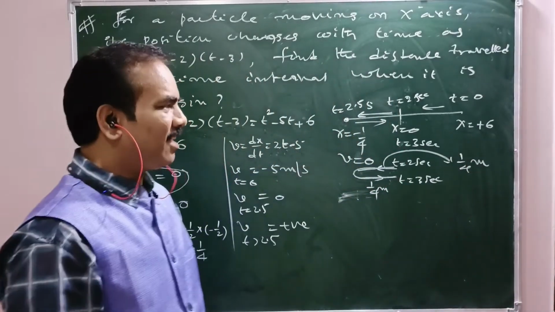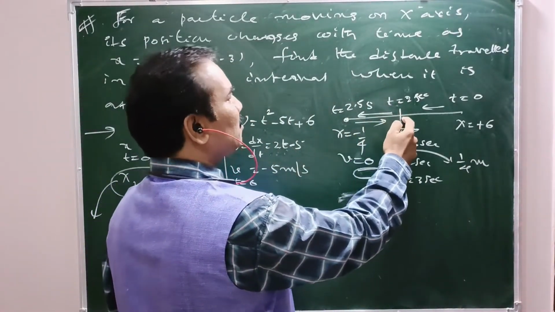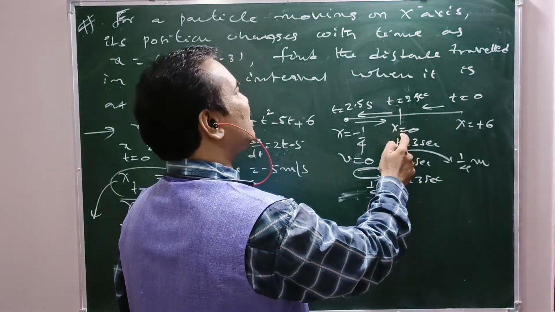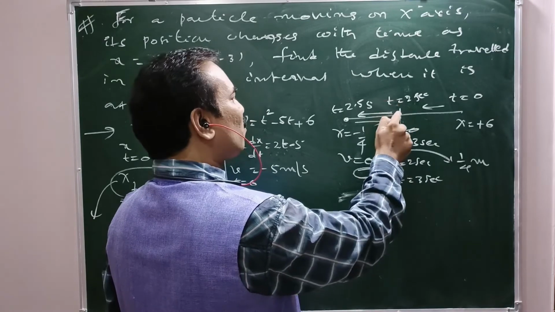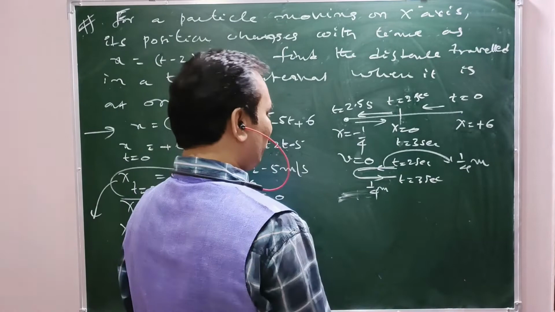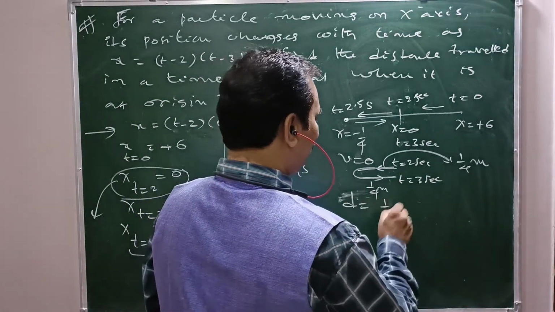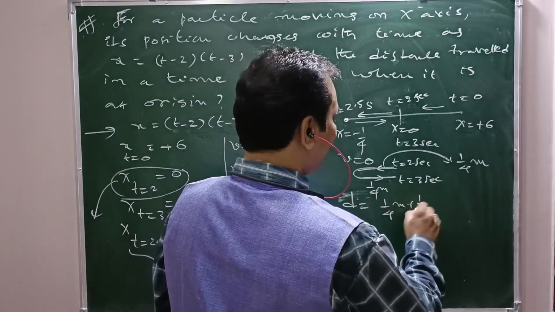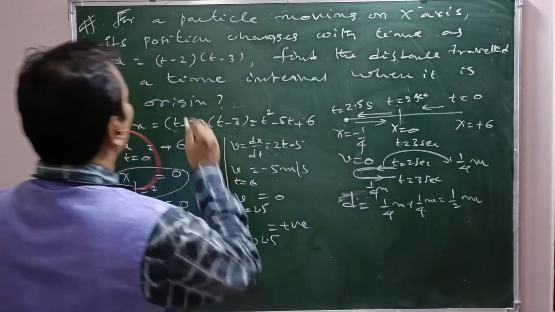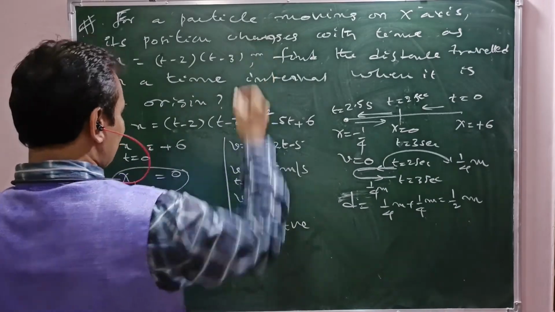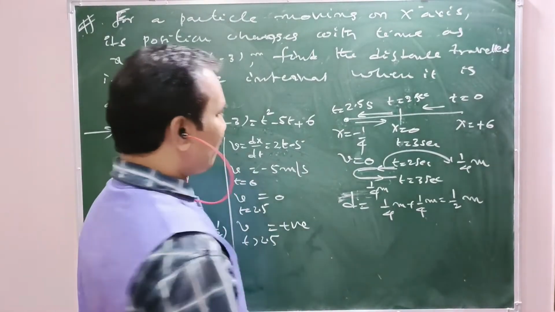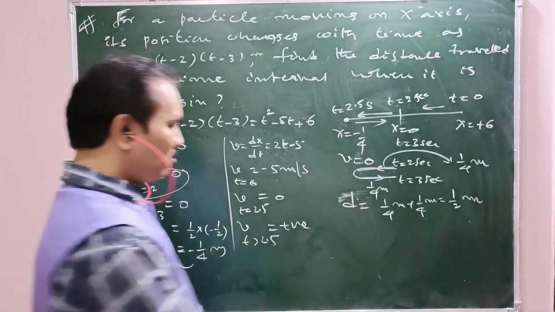So what is the distance in the time interval when it comes to the origin, first at t equal to 2 seconds, again at t equal to 3 seconds? In that interval it covers a distance of 1 by 4 plus 1 by 4. So total distance equals 1 by 4 meters plus 1 by 4 meters. That is 1 by 2 meter, if it is in meters, for example. Okay. Now the same can be realized as follows.